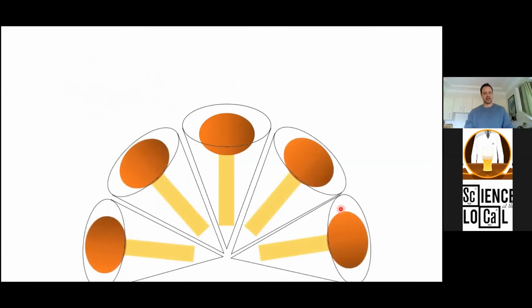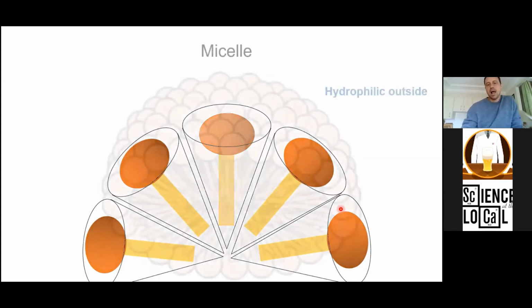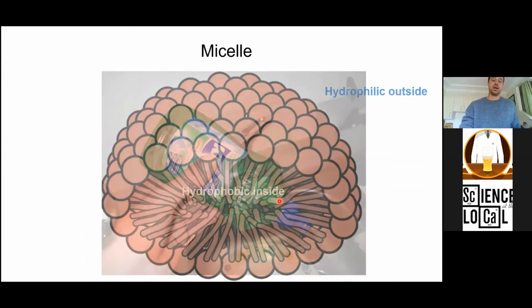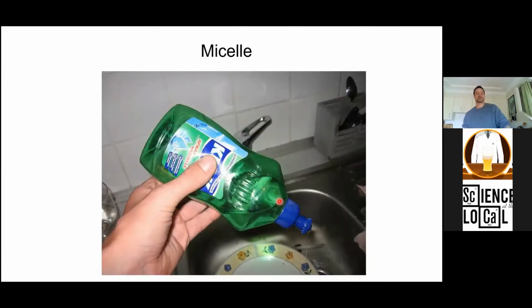So this particular surfactant here, with its one tail and its head group, has a kind of cone shape. And if we stack them together, it would look like that. That's what happens, and that's what we call a micelle. In a micelle, all the surfactant molecules have a hydrophilic outside and a hydrophobic inside. Where you get them in particular is in your dishwashing detergent.